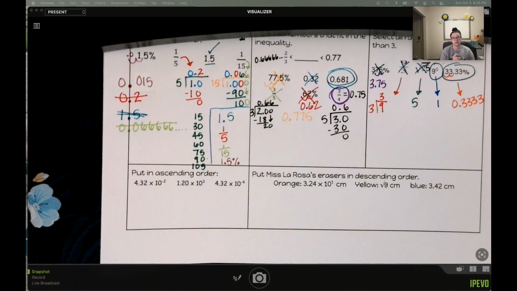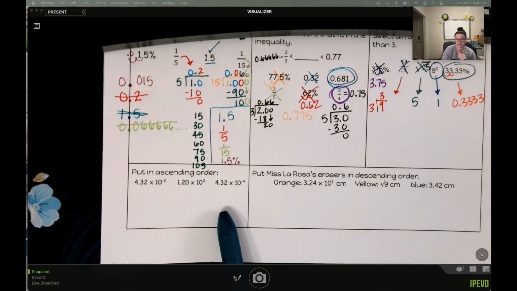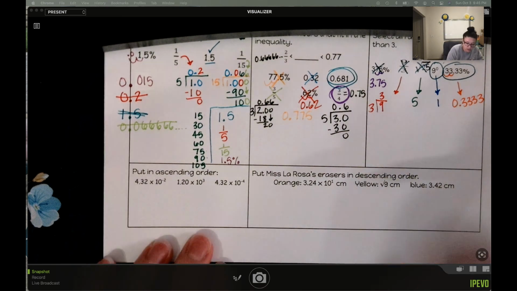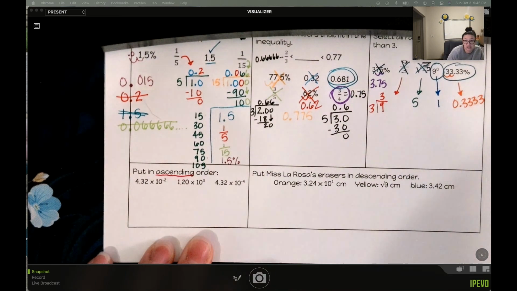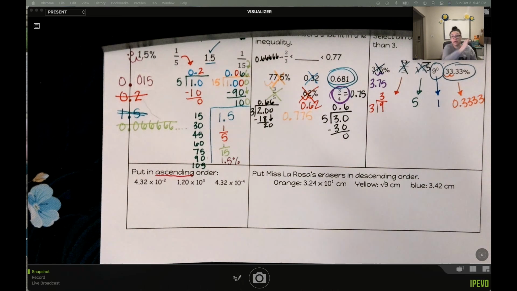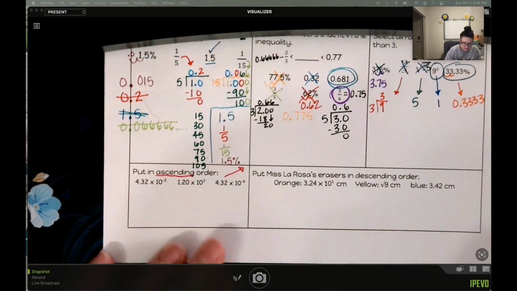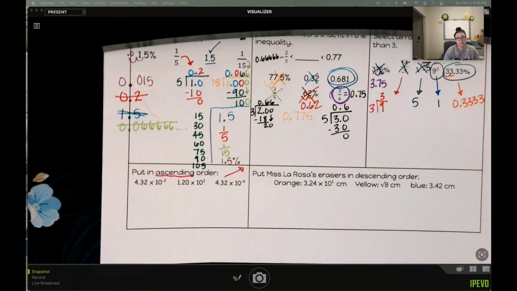We've got two more examples. This first one is very similar to what was on our last test with our powers of 10 in scientific notation. First off, we want to put this in ascending order. What does ascending mean? It means we're going up. Ascending means we're going from small to big.